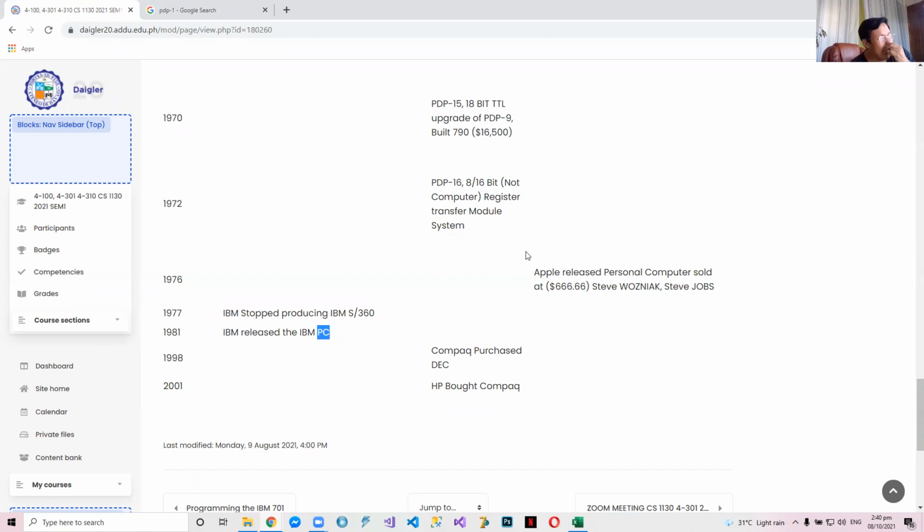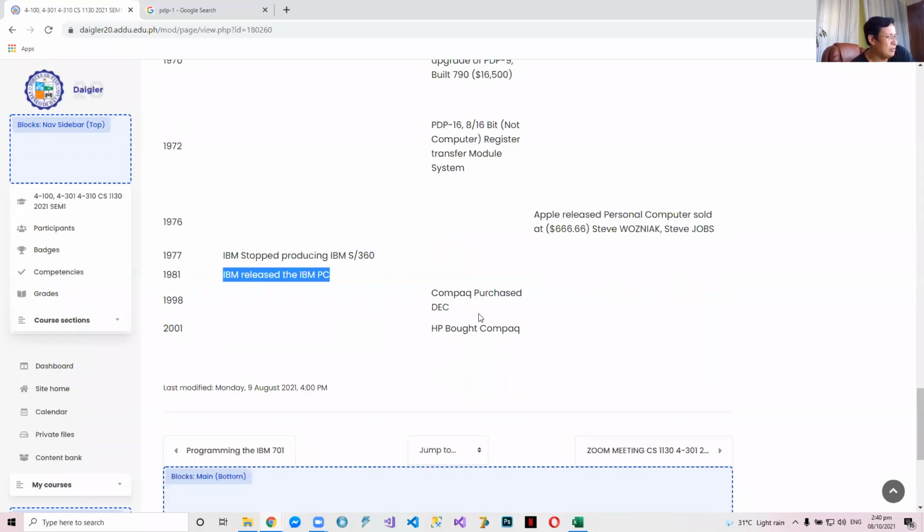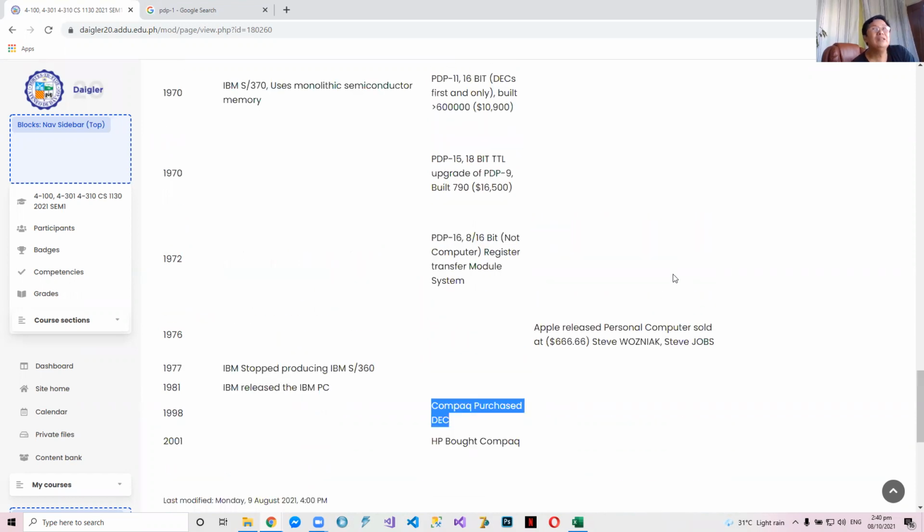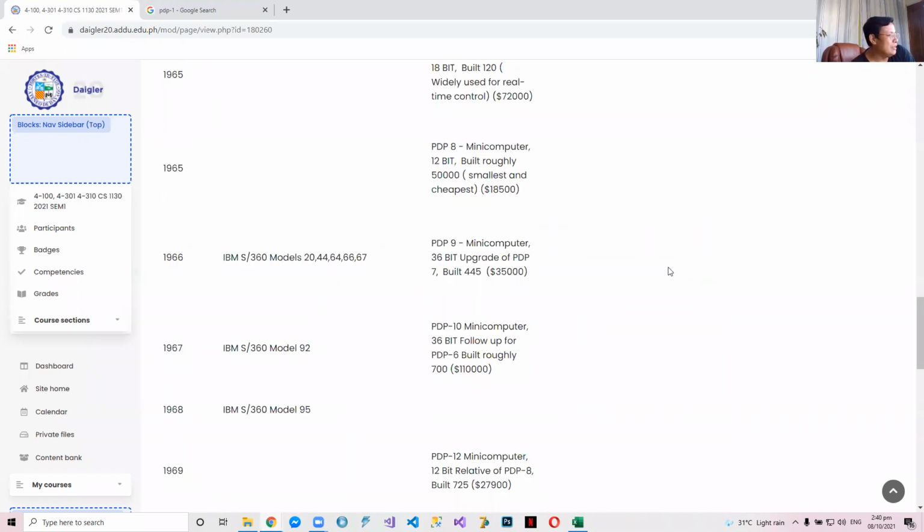So they succeeded anyhow. By the 1980s, IBM was no longer producing large computers. It was producing the personal computer. But DEC did not produce personal computers. That's why eventually they lost in the competition. Eventually, they were bought by Compaq in 1998. And Compaq was also bought by HP in 2001. Do you follow? So that's a long story.